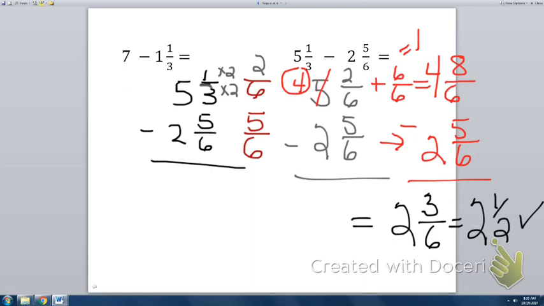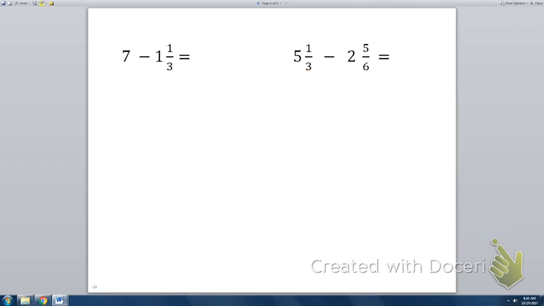Okay, now let's talk about what happens when you have a whole number. Okay, and again I want to write this vertically. So I have 7 minus 1 1/3. So as you can see at this point, I can't subtract 1/3. There's nothing there above it. There's just whole numbers and there isn't a fractional part.